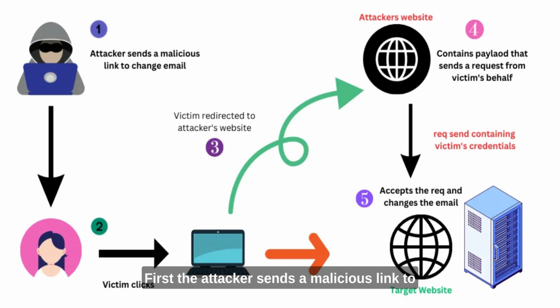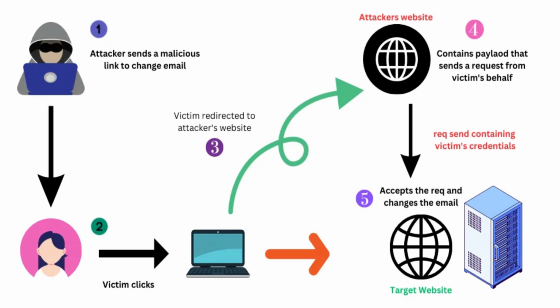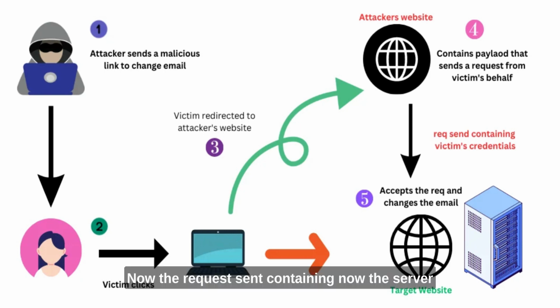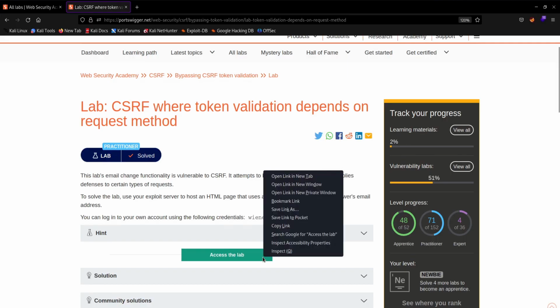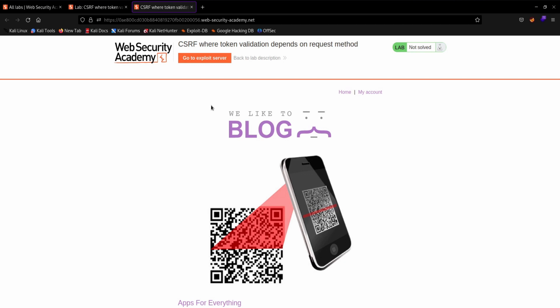First, the attacker sends a malicious link to change email, then the victim clicks on it, and then the victim is redirected to the attacker's website. That website contains a payload that sends a request on the victim's behalf. Now the server accepts the request and changes the email. This is exactly what we are going to see in the practical demonstration. I'm going to use a lab from PortSwigger, and it's a blogging site. There is a My Account feature through which we can log in using the credentials wiener and peter.